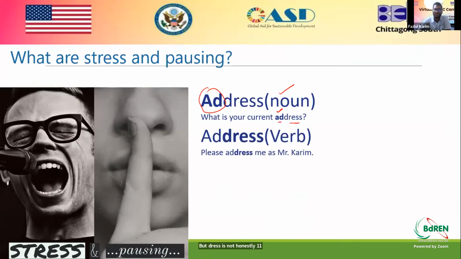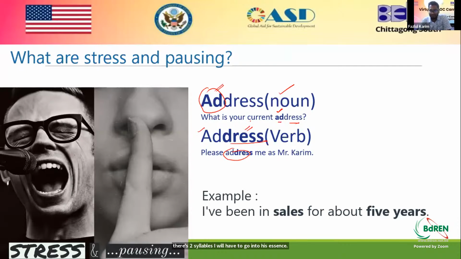Again, the same words can be used as a verb. For example, please address me as Mr. Corey. Here, address is used as a verb, and we have to put the stress on dress. So in noun form, we put the stress on the first syllable, and in the verb, if there are two syllables, we have to stress the next syllable.